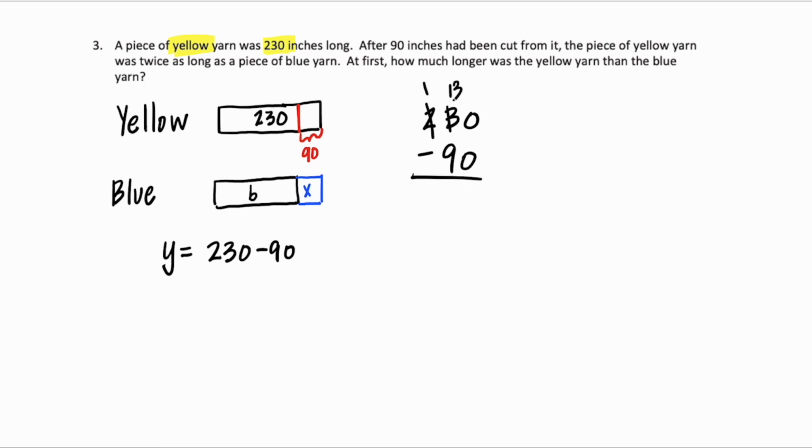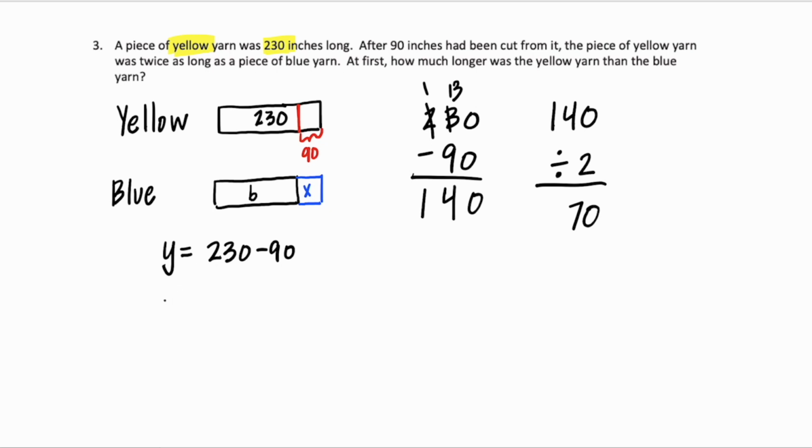Okay, so we have 140. 140 is already doubled. So in order to undouble it, I'm going to do half of it. Half of 140 is 70. So that is what blue equals.